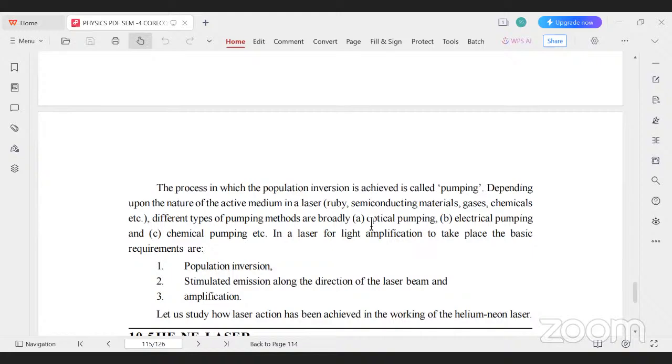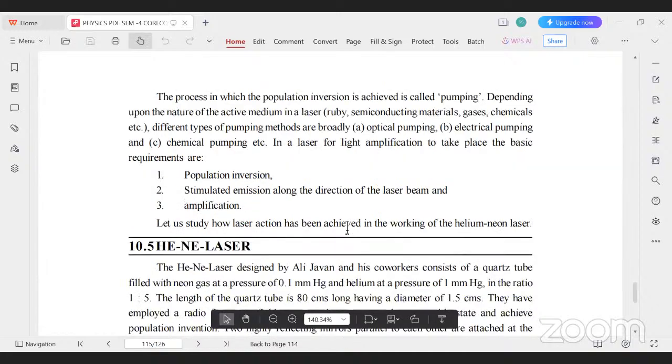Depending upon the nature of the active medium in a laser, such as semiconducting materials, gases, chemicals, etc., different pumping methods are used, broadly optical pumping, electrical pumping, and chemical pumping. For light amplification to take place in a laser, the basic requirements are population inversion, stimulated emission along the direction of the laser beam, and amplification.